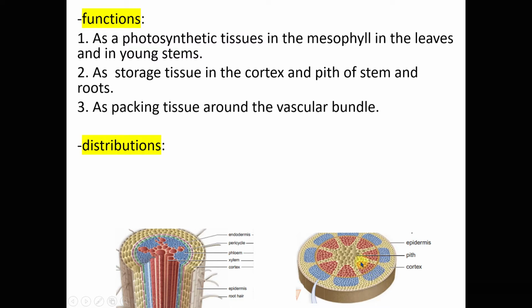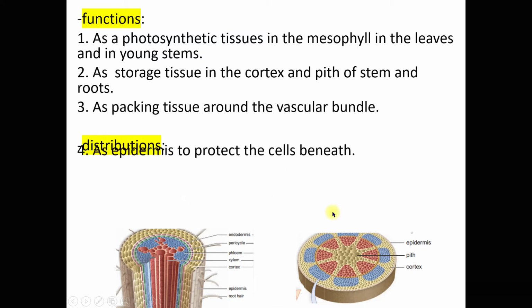Ini vascular bundle, right, class? Vascular bundle, ada xylem, ada phloem, and vascular cambium. Ini vascular cambium. Recall back in the previous video, the previous lesson, vascular cambium ni dia akan provide secondary xylem and secondary phloem. Betul kan, untuk secondary growth. So ini sini ada parenchyma tissue.